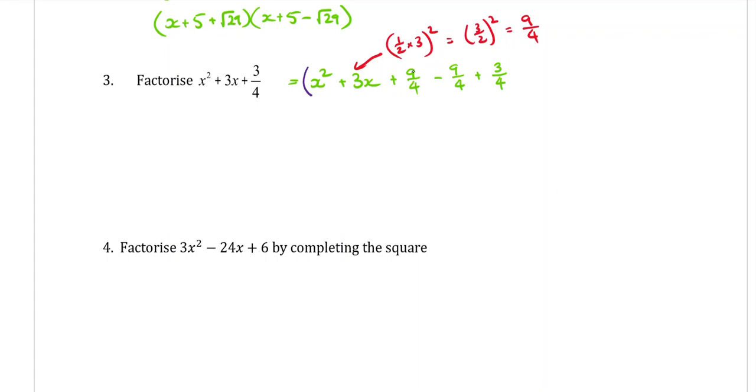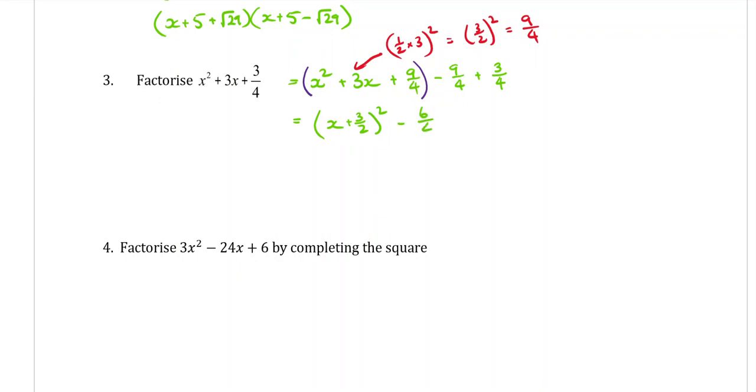The first 3 terms are making the perfect square. So we're going to factorize them. It'll be x plus, and the number that we need will be the half of 3, which is the 3 over 2. So 3 over 2 in brackets squared. The number on the end, we have minus 9 over 4 plus 3 over 4. So they are on the same denominator. Minus 9 plus 3 is minus 6 over 4.